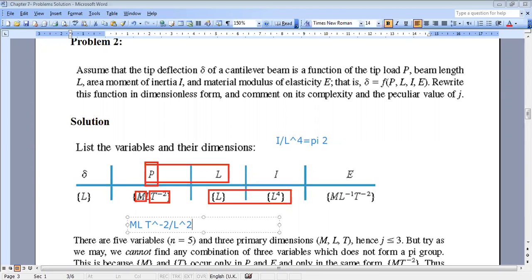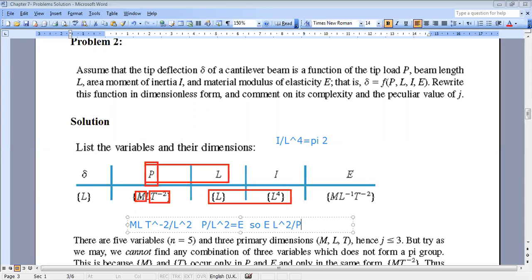Here it's very simple. I can get the group directly without doing ABC. Okay. When the group is very clear, no need to put A, B, and C. I can directly determine the group. To get ML minus 1T minus 2, I can simply do P over L squared, which will have the same dimension of E. And what will be my group? If I take P to the other side and L squared to the other side, my group will be E times L squared over P.